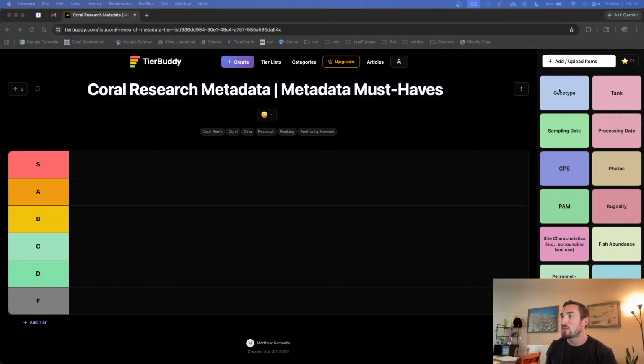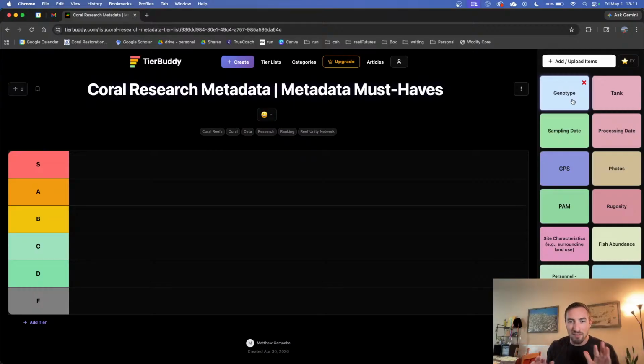Start with this first one, genotype. This could refer to either the coral host genotype or the algal symbiont, Symbiodiniaceae, genotype. I have used this metric in two of my dissertation chapters. One of them was specifically on genotype interaction, so that was one of the main things I was paying attention to, collecting, and analyzing.